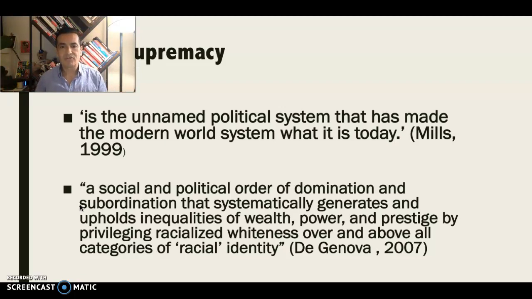What the anthropologist Nicholas de Genova tells us, it is a social and political order of domination and subordination that systematically generates and upholds inequalities of wealth, power, and prestige by privileging racialized whiteness over and above all other categories of racial identity. Right?